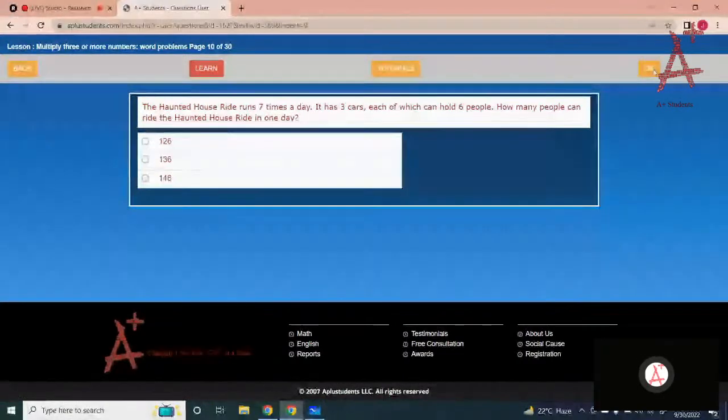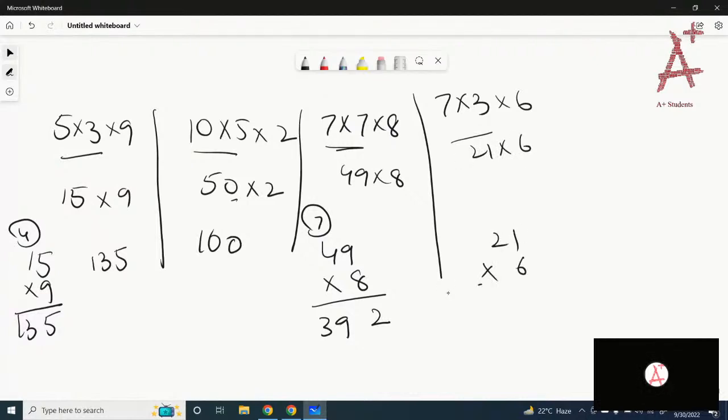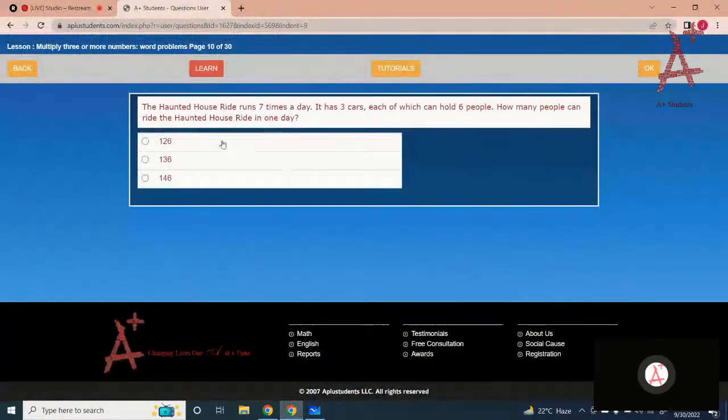Okay. So the haunted house ride runs 7 times a day. It has 3 cars, each car of which holds 6 people. How many people can ride the haunted house ride in one day? So you have to do 7 times 3 times 6. Got it? So let's just do 7 times 3 times 6. So 7 times 3 is 21. You have to do 21 times 6. So just multiply 21 by 6: 6 times 1 is 6, and 6 times 2 is 12. So it is 126. So just select the correct option and click on the OK button.